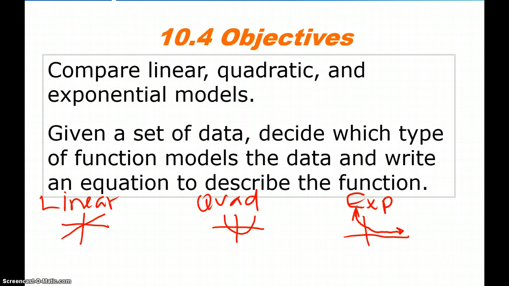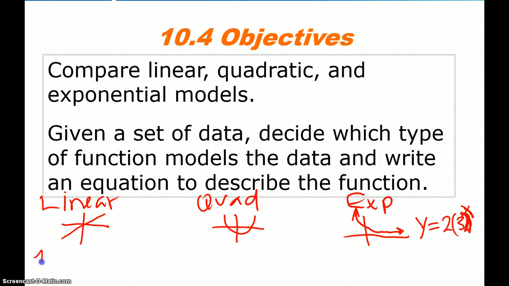So there's our graph. The equation for linear we know has no funny stuff. Y equals mx plus b. There's no crazy exponents. We know quadratic always has an x squared. And an exponential always has something to the x power. So like 2 times 3 to the x power. Can't write for some reason. There you go.